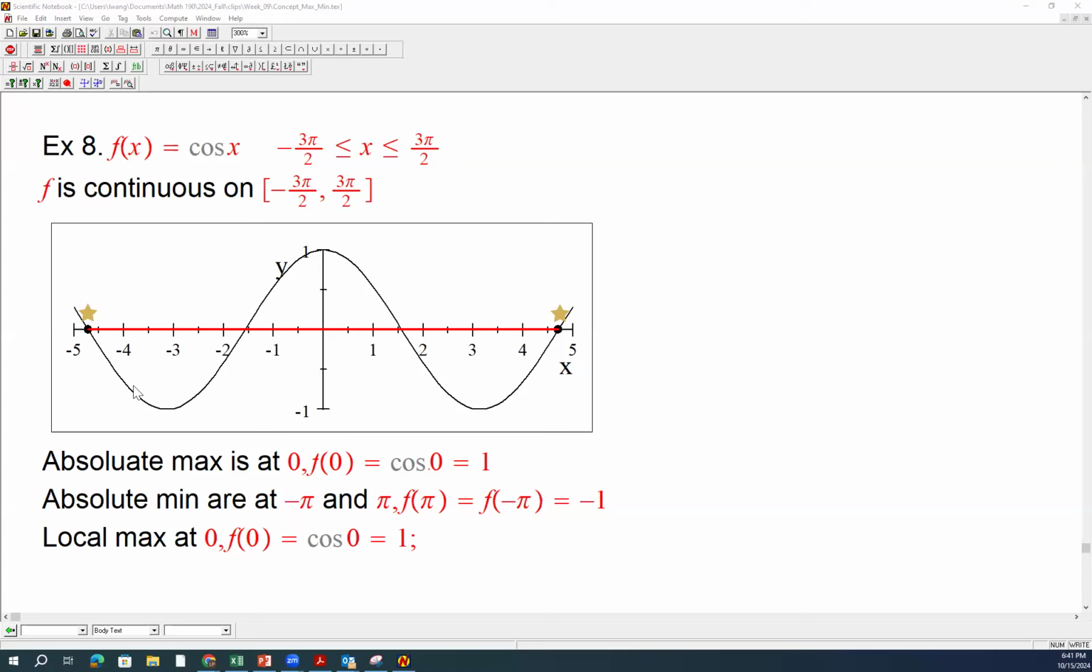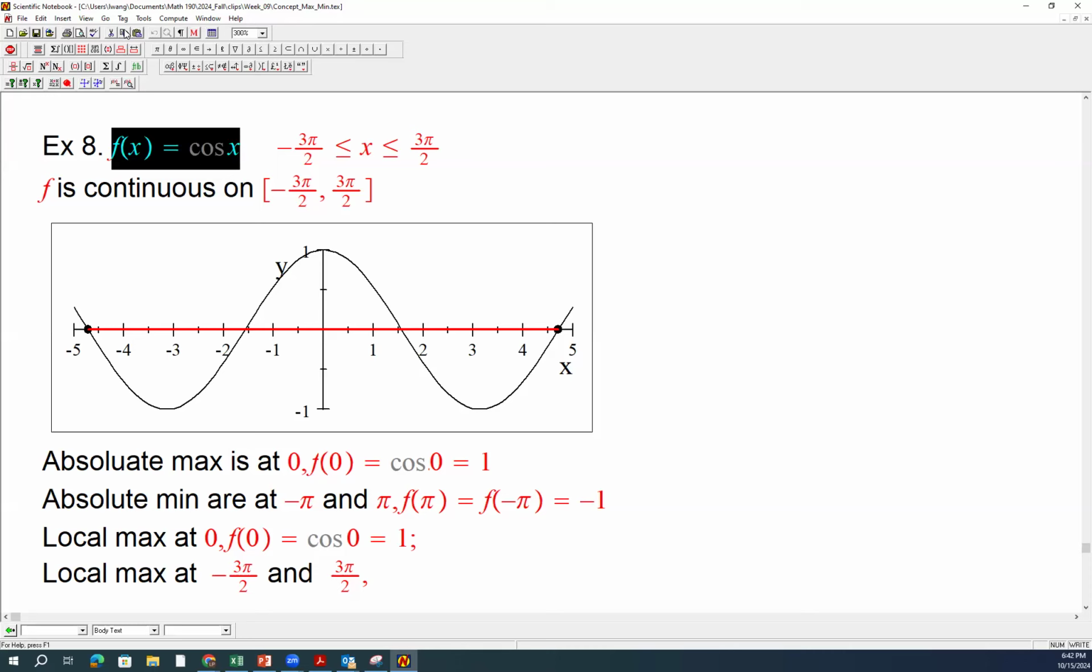So the local max at what point? At negative 3 pi over 2 and 3 pi over 2. Okay, so we have 2 other local max. So local max at 2 more points. One is negative 3 pi over 2. And positive 3 pi over 2. And what are the local max values? Because in a little neighborhood it is the max, right?